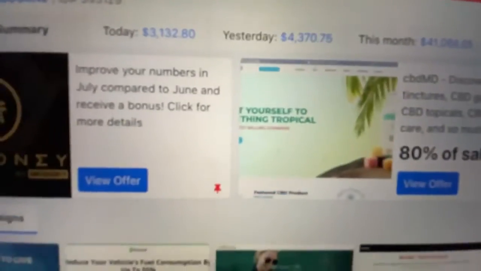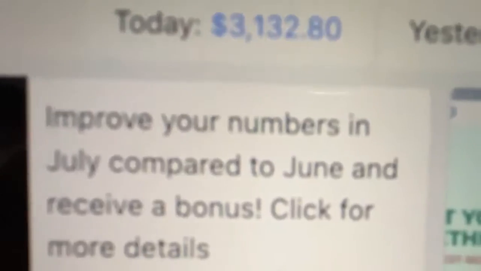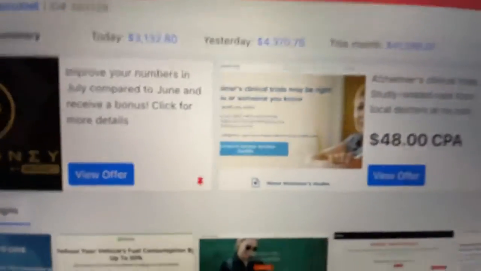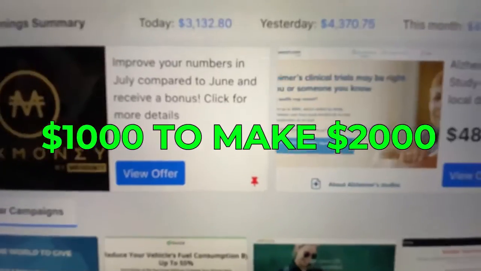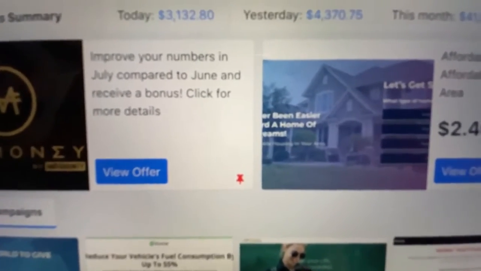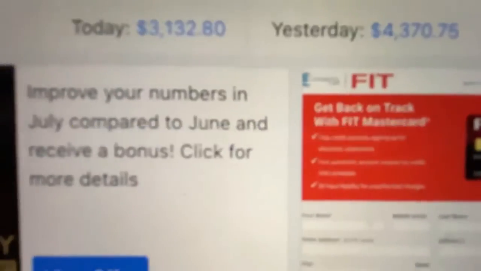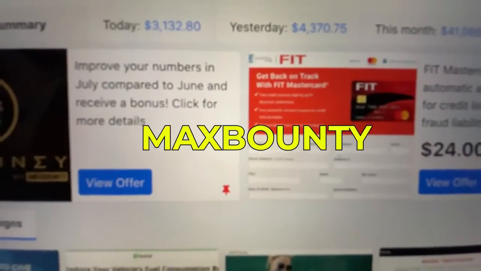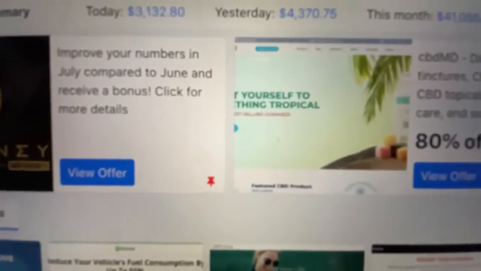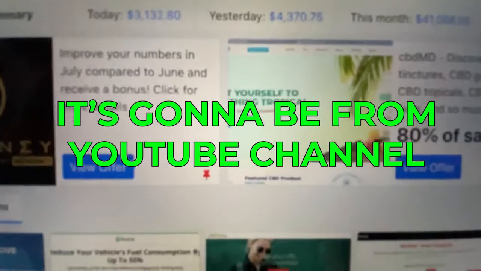All right, Learning Machines, so far from the $1,000 basically spent on Facebook ads, that is $3,000 right there. But that's not 3x ROI from the Facebook ads. Basically, I spent $1,000 on Facebook ads to make about $2,000 back. It was $1,800 back. But I have other income streams, a whole entire YouTube channel that pushes traffic to CPA offers on Max Bounty here that basically gets conversions all day long. So a lot of this money today is also going to be from my YouTube channel.